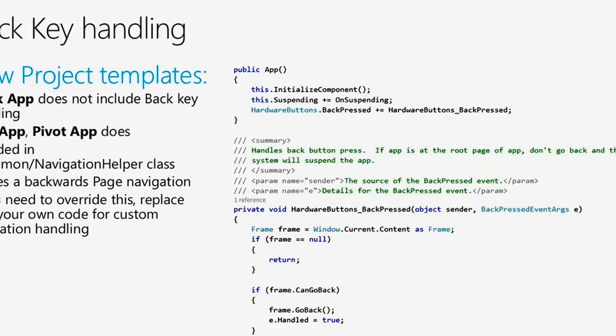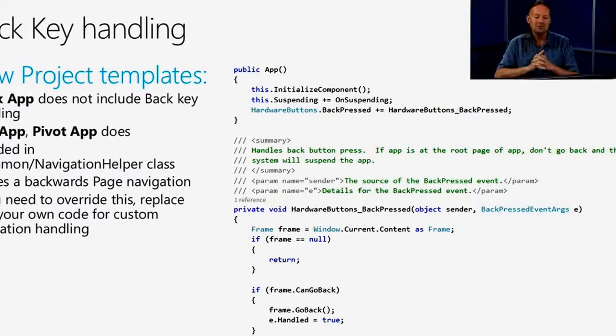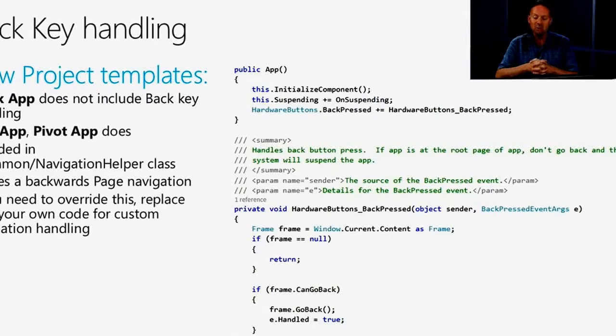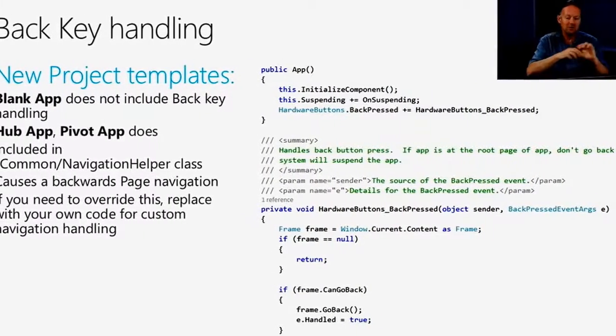So you need to be aware of this. The kind of code you add to a blank app is like shown on the slide there, where you need to hook the BackPressed event of your HardwareButtons object. And in the event handler, you use code like that. You get the Window.Current.Content frame. If it can go back, you call Frame.GoBack. And then most importantly, you have to say e.Handled equals true. So what you're doing is you're telling the shell, don't worry, I've sorted this out. If you don't set e.Handled equals true, the default behavior of navigating out of your app, suspending your app, will happen.